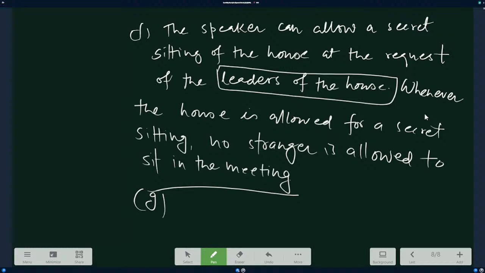Fine. So next, GH. The speaker decides the question of disqualification of its members in case of defection. We talked about defection in the last few classes, yeah. So at the time of defection, who presides? The speaker.